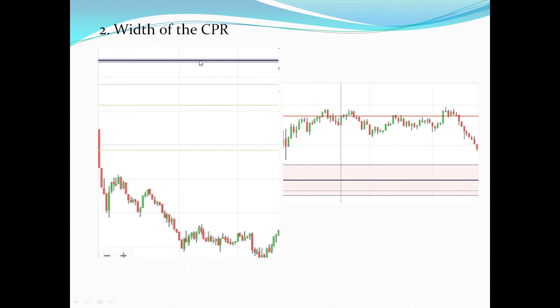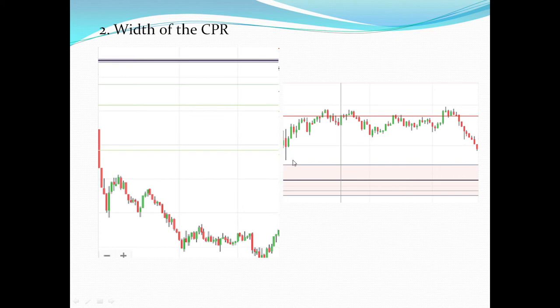The narrow CPR will be very small. Here you can see the narrow CPR indicates a trending day, whether it is a downtrend or an uptrend. In this case, the narrow CPR is a downtrend. Here it's a broad, not too broad, medium broad CPR, and it was a ranging day. You can't see any trend. It opened here, then it made a high over here.